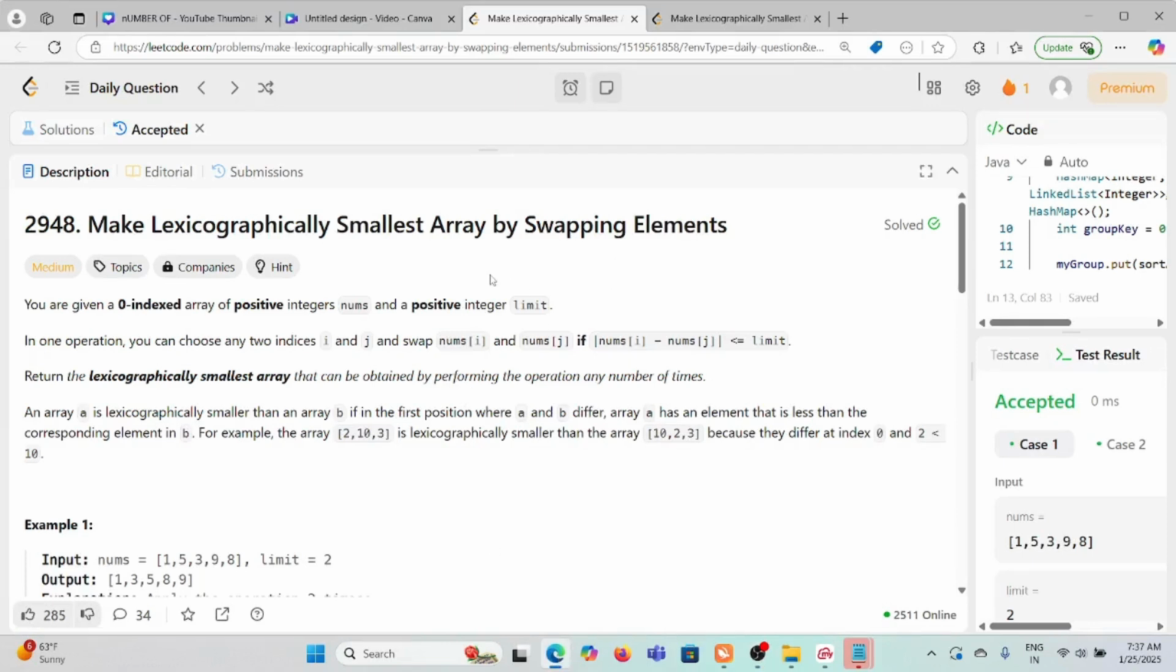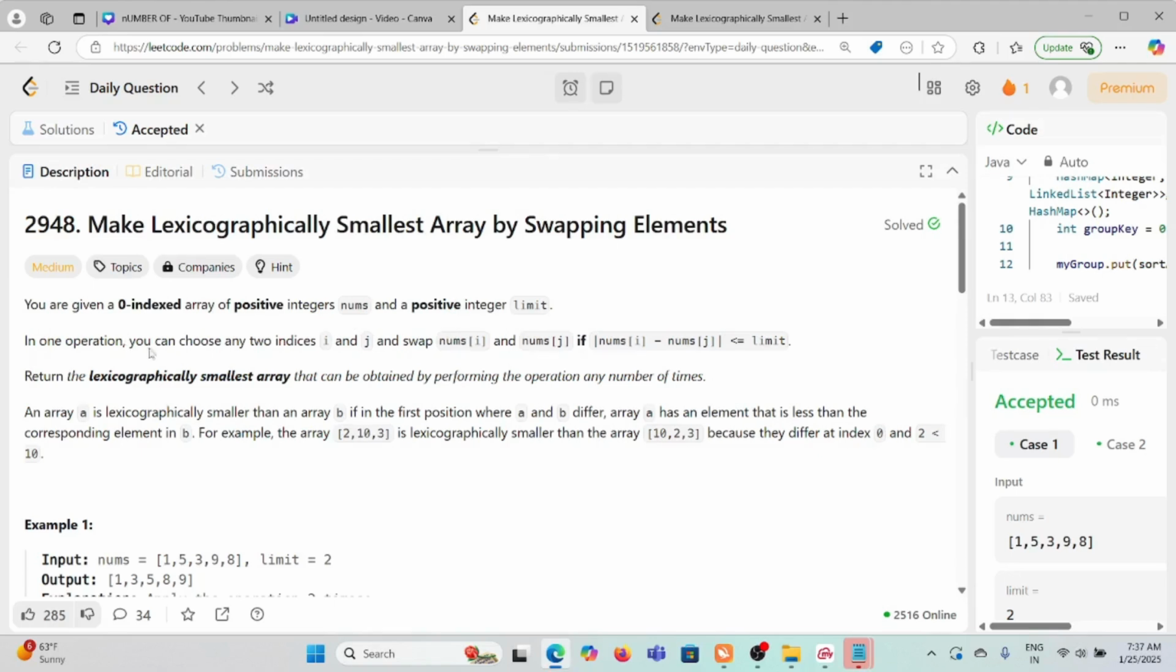Hello everyone. So today we are solving this problem: Make lexicographically smallest array by swapping elements. You are given a zero-indexed array of positive numbers, the array name is nums, and a positive integer limit.